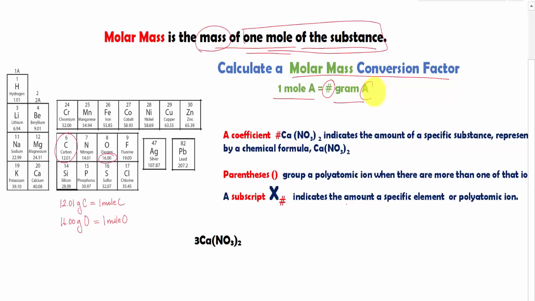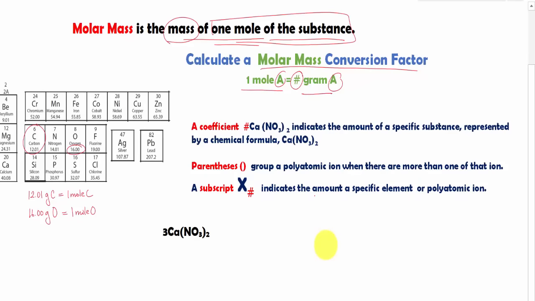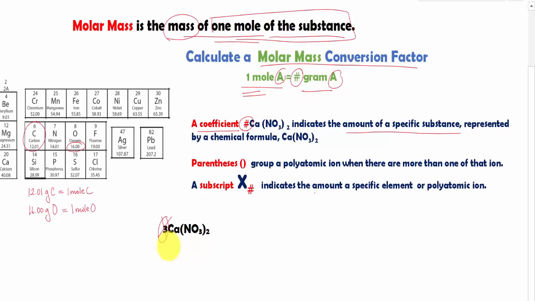However, what happens when the substance A becomes extremely complicated, such as the one right here, 3Ca(NO3)2? In order to solve for the molar mass of the substance, we need to know the different parts of a chemical formula. First of all, there might be a number in front of a chemical formula. This is called the coefficient and it indicates the amount of a specific substance. In this case, the 3 indicates 3 moles of this substance. However, we only want 1 mole, so we can ignore the coefficient.